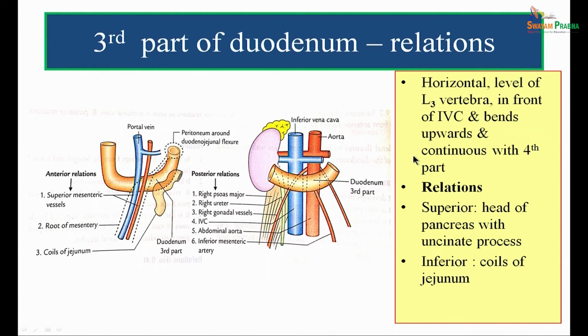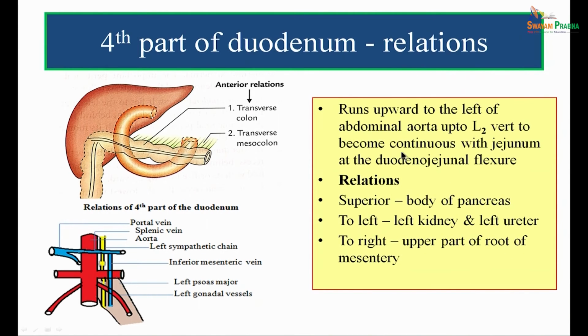Having studied the third part of duodenum, now we move on to the last part, which is the fourth part of the duodenum. The fourth part runs upwards to the left of the abdominal aorta up to the level of L2 vertebra to become continuous with the jejunum at a flexion known as the duodenojejunal flexure.